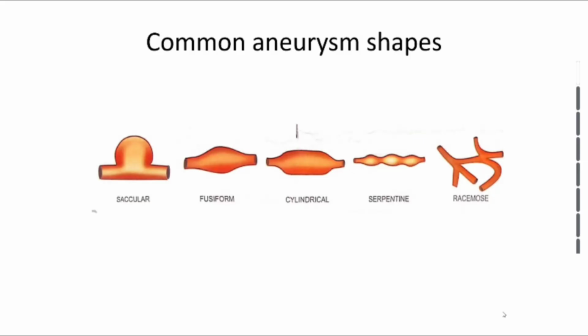Then serpentine, you can see small dilatations in a vessel, like a serpent. When you talk of a serpent, you talk of a snake. So serpentine. And then racemose, you're thinking about a cluster of grapes. You need to think about grapes. There are many, they look like a cluster. So it's called racemose. So those are just some of the types.